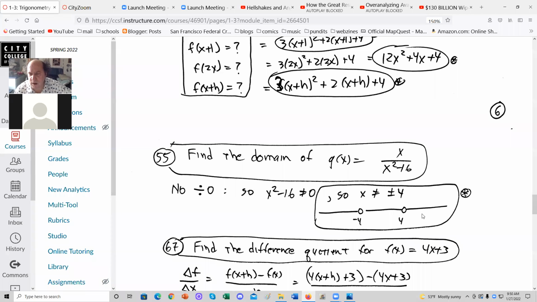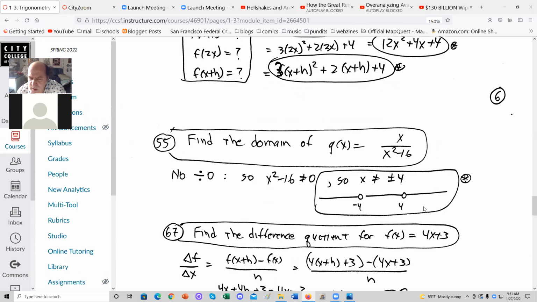Here we have a function, x over x squared minus 16. Sorry, that looks too much like a plus. Okay, for the domain, this needs to be defined. The only potential problem is this division sign, and there's no division by 0. So x squared minus 16 is not 0, which is true everywhere except plus and minus 4. So x is not plus or minus 4. It's everywhere on the line except these 2 points.